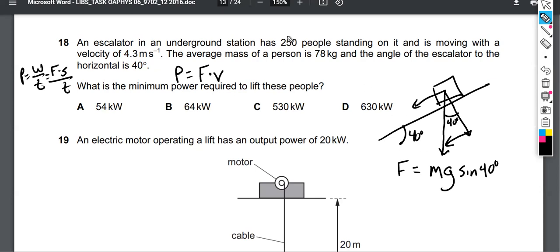Don't forget that there's all 250 people standing on this escalator. So the mass is for all of them, 250 times 78. So we've got 19,500 kilograms worth of people on our escalator. And on Earth, there's 9.81 newtons per kilogram. And so the weight of all those people is 191,295 newtons. But thankfully, only the sine of 40 degrees times that is the force that's needed by the escalator.